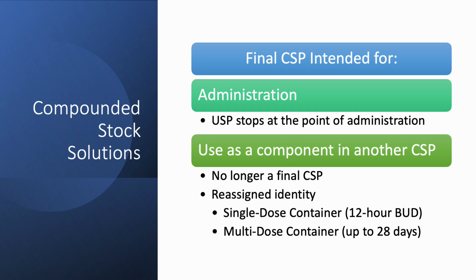One, it's going to be administered, or two, it's going to be used as a component in another CSP, or even repackaged into individual doses. So if it's administered, then USP stops at the point of administration. However, if it's going to be used as a component in another CSP, or even repackaged into individual doses, then it's no longer considered a final CSP, and we must reassign the identity. It now becomes either a single-dose container getting a 12-hour beyond use date, or a multi-dose container if it has preservatives up to 28 days, depending on what your literature states.